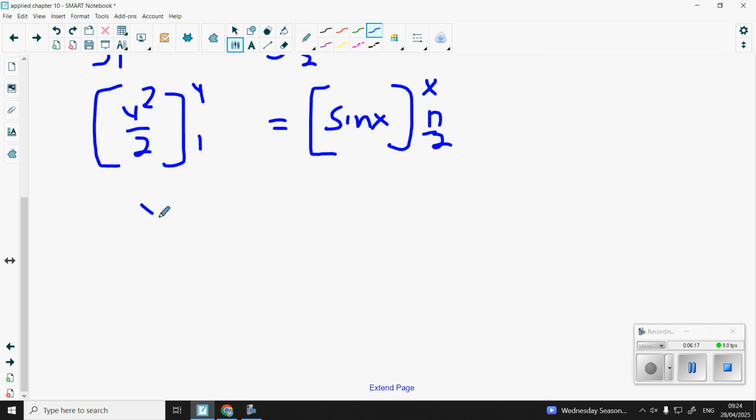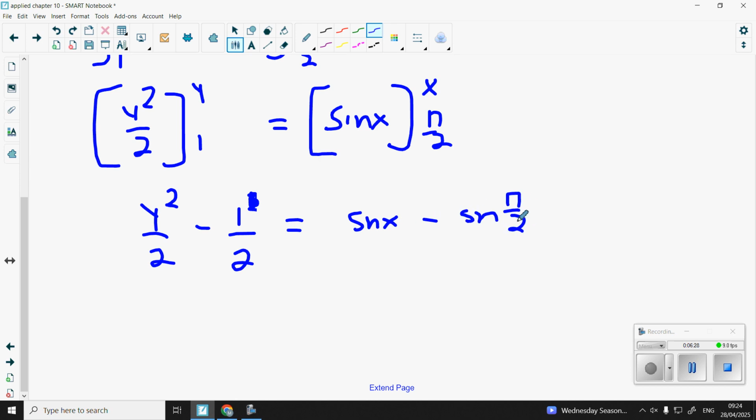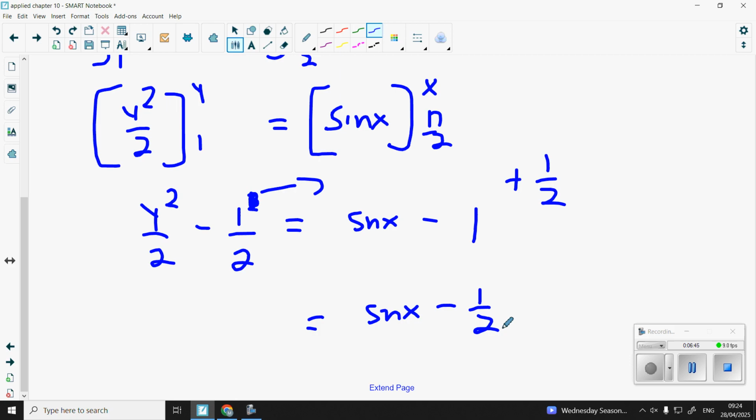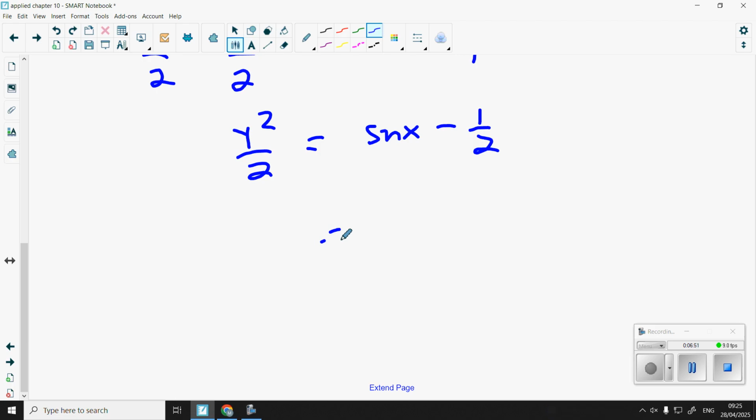And then we're going to get y squared over 2 minus 1 squared over 2, which is a half, and then equals sine x minus sine pi over 2. And what do we know about sine pi over 2? It integrates to 1. Bring it over to minus a half, and what happens? It becomes plus a half. And then you should get sine x minus a half equals y squared over 2. Cross multiply by 2, and you get 2 sine x take away 1 is y squared.